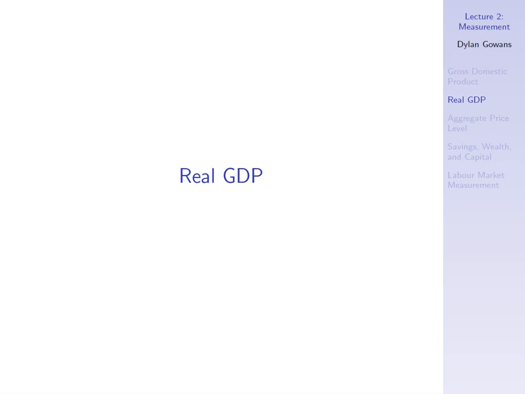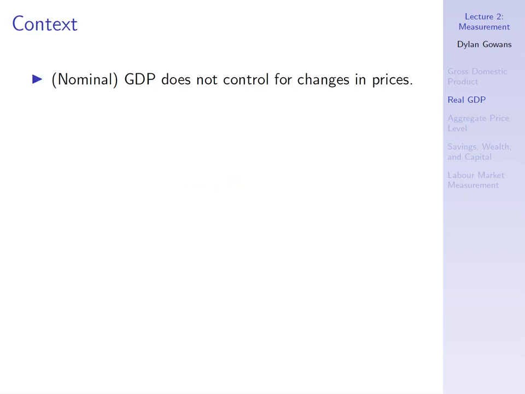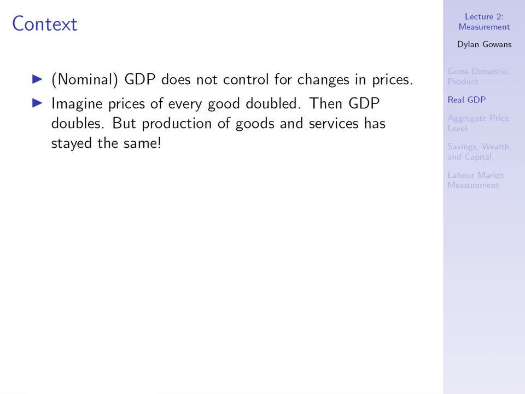So first we talked about nominal GDP, that is, GDP not adjusted for changes in prices. Now we're going to talk about real GDP. The issue with nominal GDP is that, as I said, it does not control for changes in prices. So you can imagine that if the price of every good doubled, then GDP would double. And this is the case even though the production of goods and services has stayed the same.